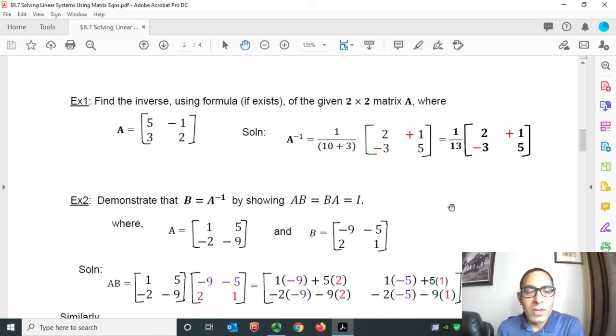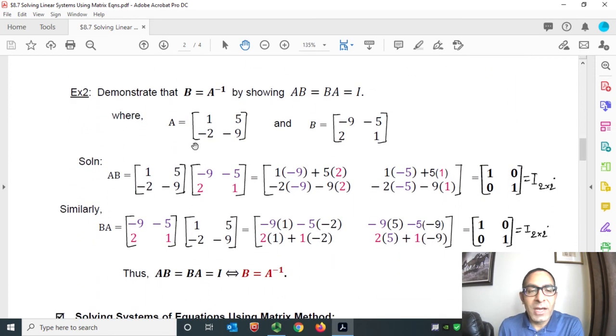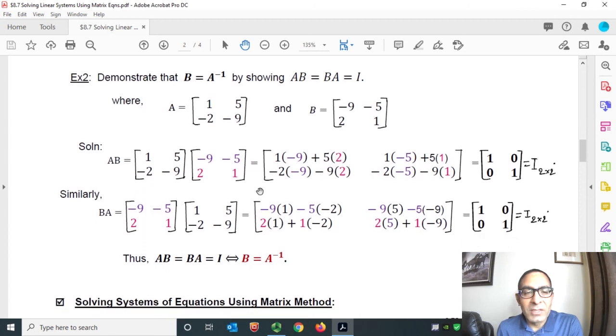Okay. Next, let's do example 2. Demonstrate that B equals A inverse by showing the product AB equals BA equals the identity matrix, where the given matrices are A here and matrix B here. So let's begin the solution. Let's multiply these two matrices here. So A times B equals matrix A times matrix B.